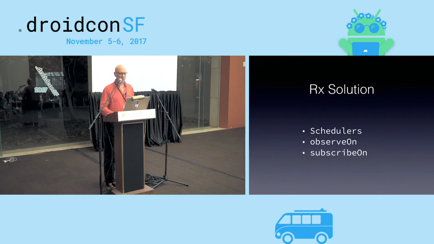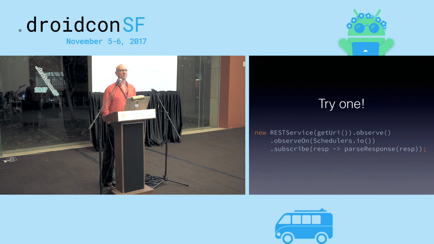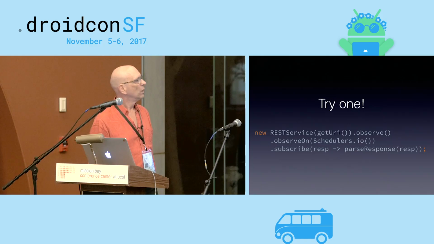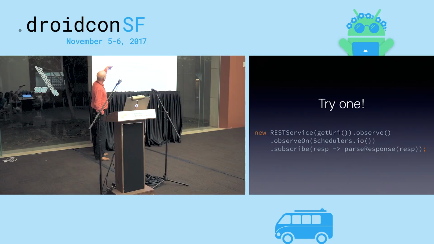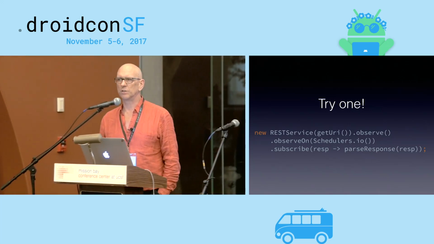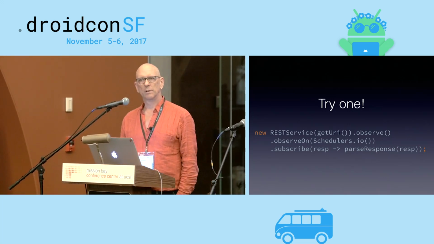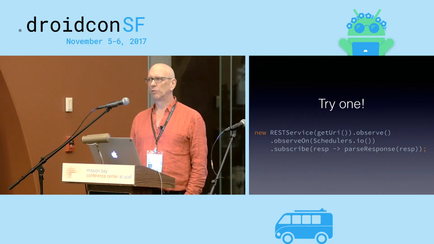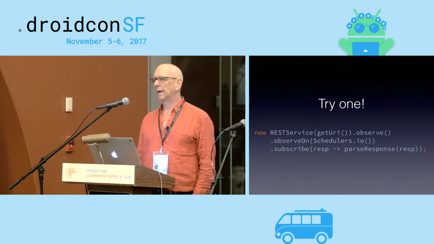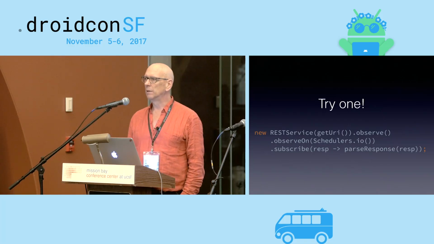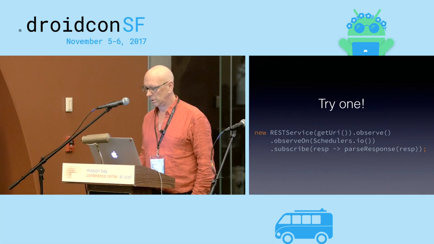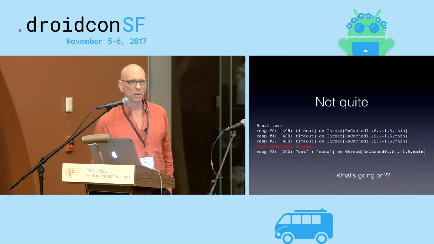So let's just try using this once. Let's give this a shot and see what happens. The new part is this part right here. I'm saying, sure, let's try something. Let's observe this process of trying to get something from the remote and failing a couple of times and retrying. Let's observe it on the I/O scheduler. Well, that doesn't quite work.